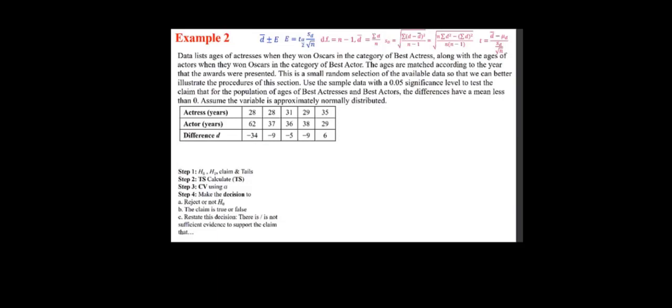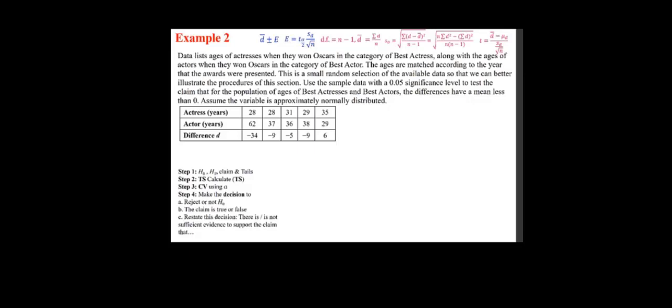Let's go to the next example. Data lists ages of actresses when they won Oscars in the category of Best Actress, along with the ages of actors when they won Oscars in the category of Best Actor. The ages are matched according to the year that the awards were presented. This is a small, random selection of the available data so that we can better illustrate the procedures of this section. Use the sample data with a 0.05 significance level to test the claim that for the population of ages of Best Actresses and Best Actors, the differences have a mean less than 0. Assume the variable is approximately normally distributed.